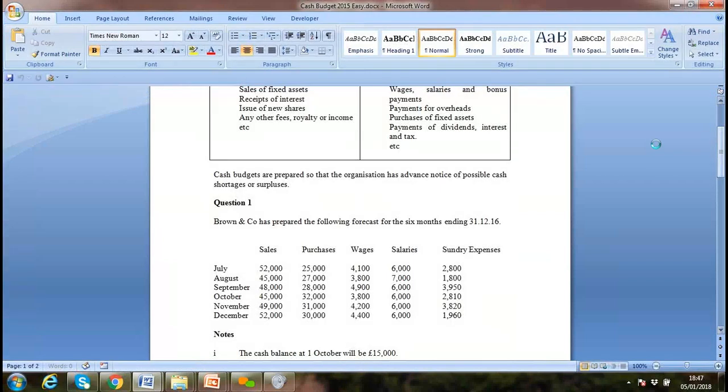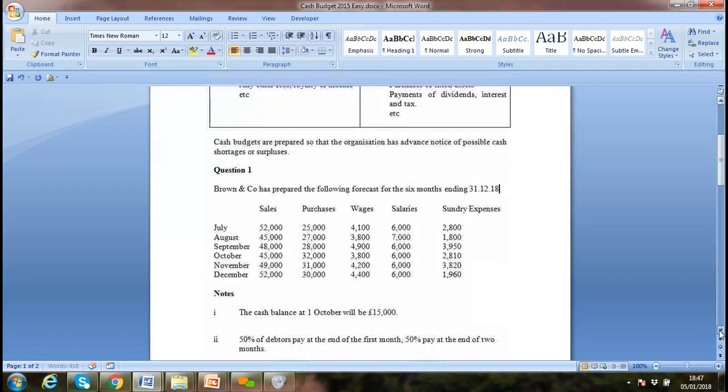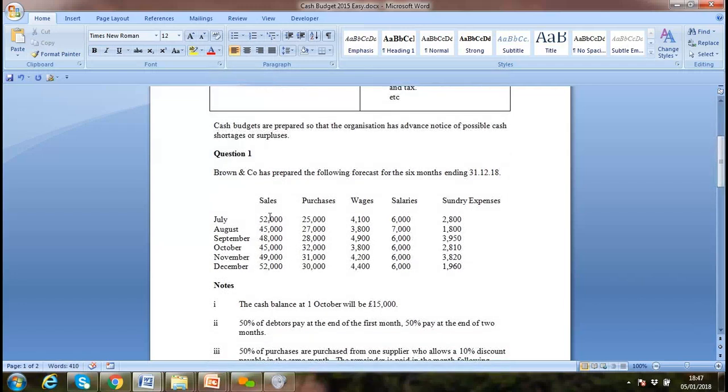So we have Brown & Co company. The following budget we are going to make is for 6 months, assume until 31st of December 2018. We are forecasting the sales we are expecting in July, August, September, October, November, December. Purchases, how much we are expecting to buy, and how much we are expecting to pay towards wages.